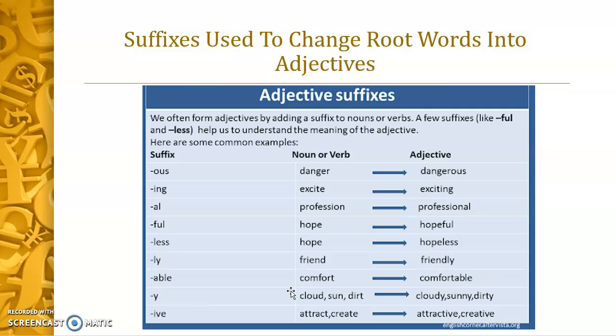Y can also be used, for example, sunny, cloudy, dirty, but you can use it with a noun. Sunny day, cloudy morning, dirty clothes, etc. IVE is another suffix. If you put it with any noun or verb, it changes into an adjective. For example, attract, attractive, create, creative.